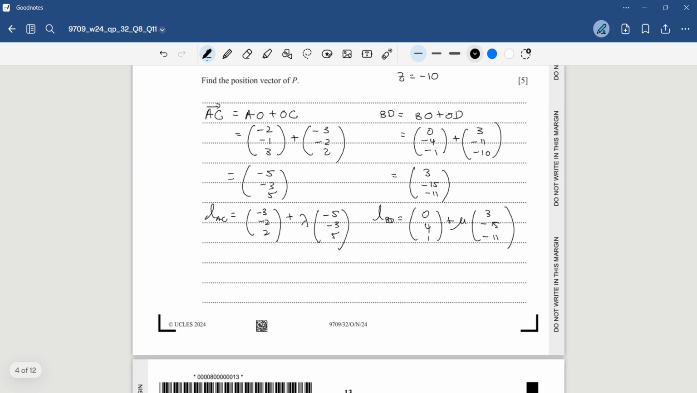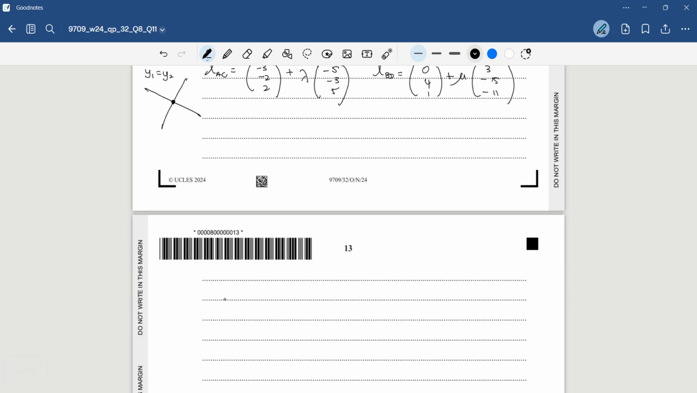Okay, so I want to find the point of intersection. In order to do that, I need to find lambda and mu. If the two lines are intersecting, the x coordinate of my first line and the x coordinate of the second line must be the same. So x1 is equal to x2. Similarly, y1 is equal to y2. So I can use two equations to solve. It means negative 3 minus 5 lambda is equivalent to 3 mu. Therefore, 5 lambda plus 3 mu is equal to negative 3. That's my first equation.